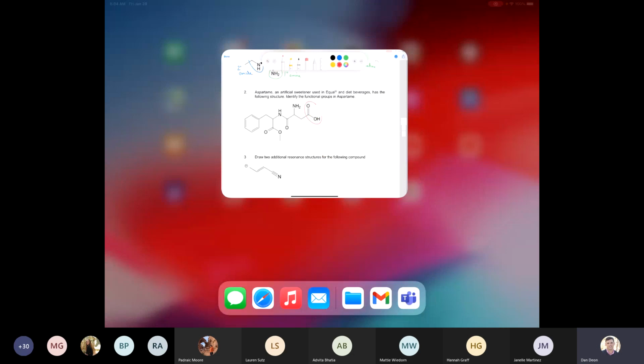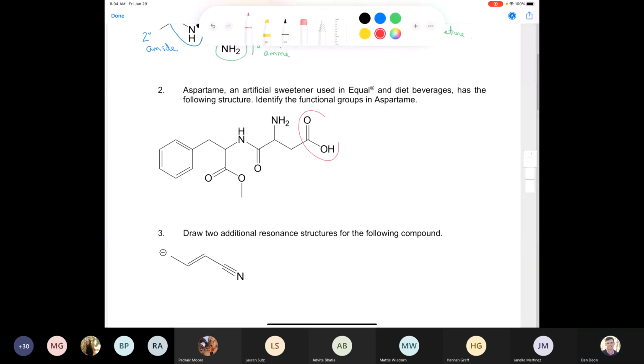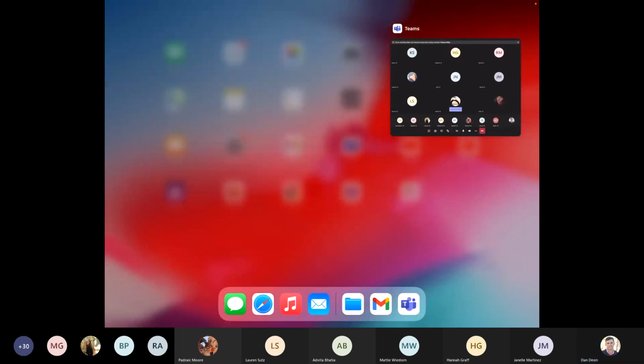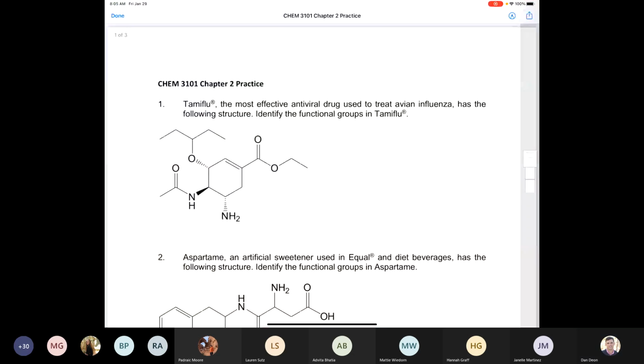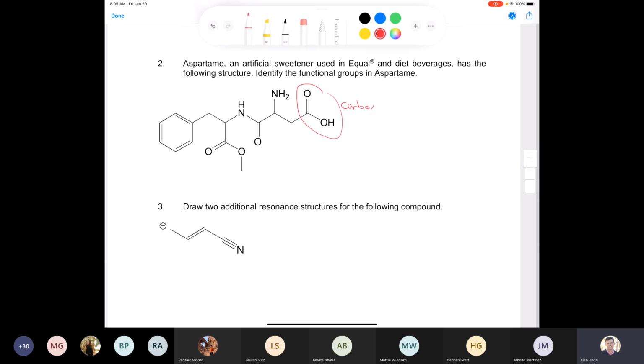Now, let me see here. Go back. Okay. Oh. That is new. Try again. Okay, so here we have a carboxylic acid. So there we have a carboxylic acid.